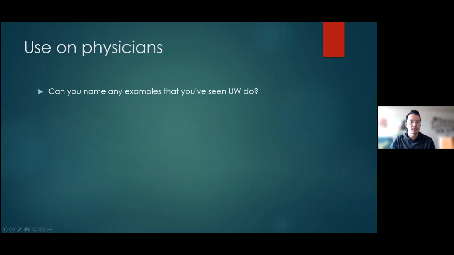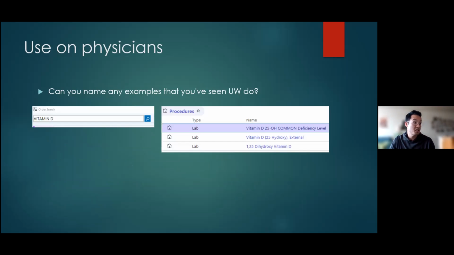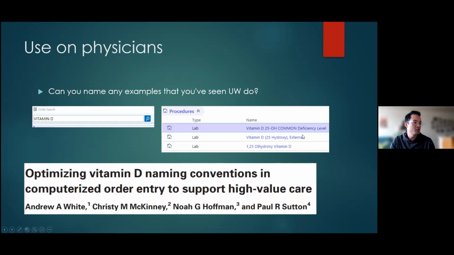UW specifically has done this, and I don't know if anyone has noticed or even thought about it, but in our order entry, if you type in vitamin D, it used to be alphabetical, and 125 hydroxy vitamin D would go first, but they changed the order of it because we kept ordering the wrong test.